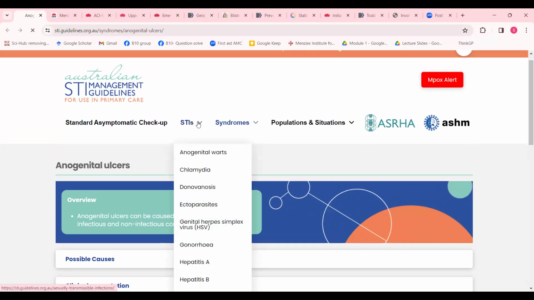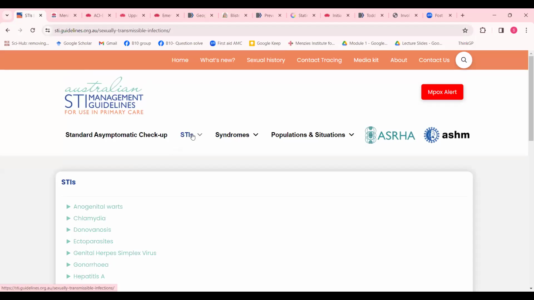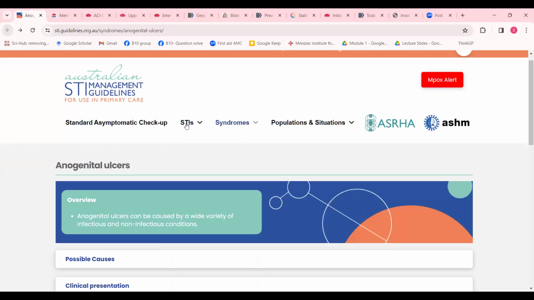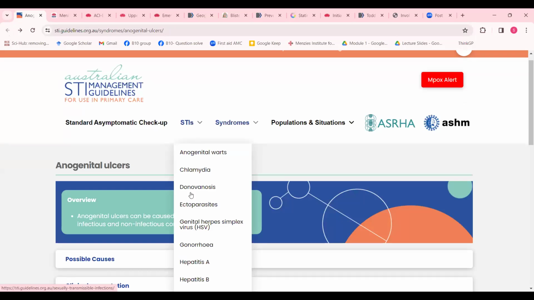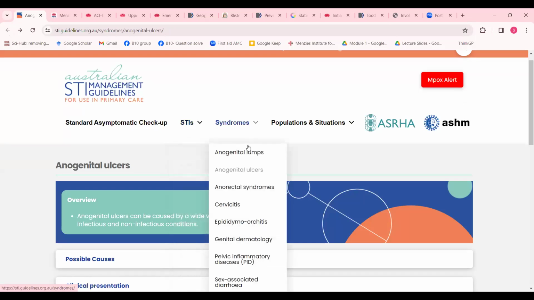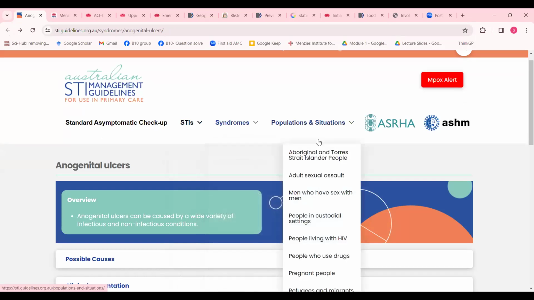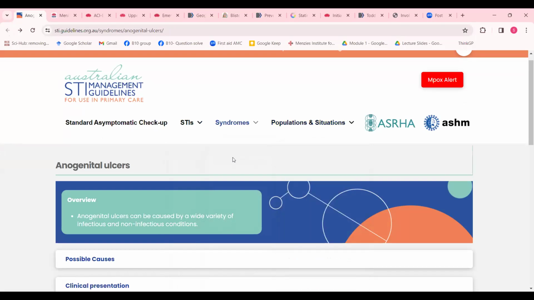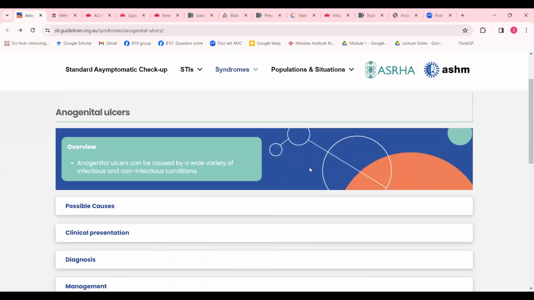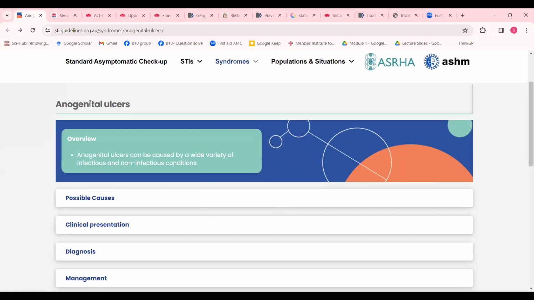Now you can see the STI-wise sections here. When you go here, you can see genital warts, chlamydia, gonorrhea, all the STIs nicely given. Or you can browse through syndromes: genital lumps, ulcers, cervicitis, PID, epididymo-orchitis, everything. You can browse by categories and even by situations, but commonly it's via the syndromes. This anogenital ulcer, as the name itself says, belongs to the anogenital ulcer group of syndromes.